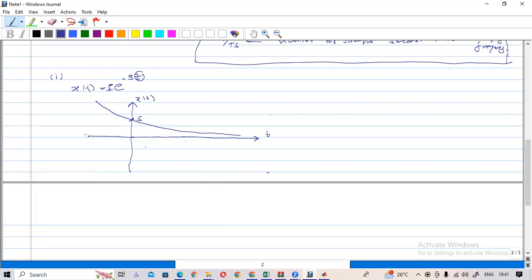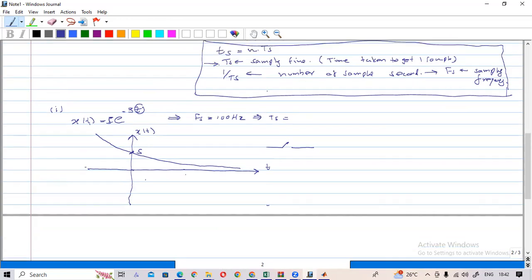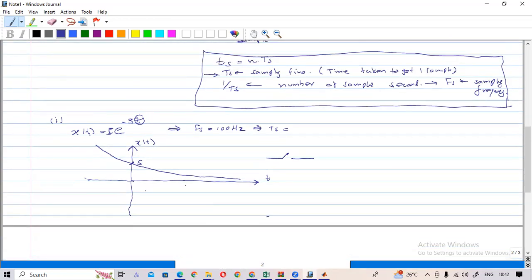So now what you are going to do is sample this signal, and your sample frequency is 100 Hertz, okay? So what does that mean? If the sample frequency is 100 Hertz, what is the sampling time? Can anyone tell me? The sampling frequency is the number of samples per second, okay? Sampling time means the time taken to get one sample. Right? Number of samples per second, fs.